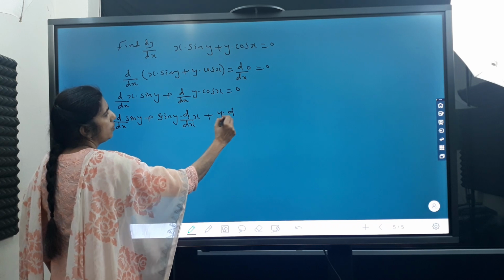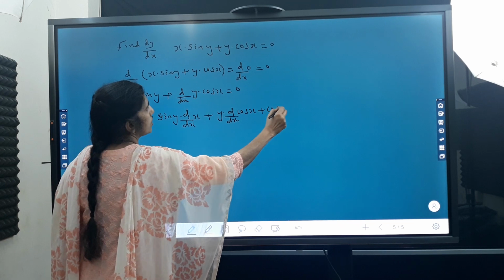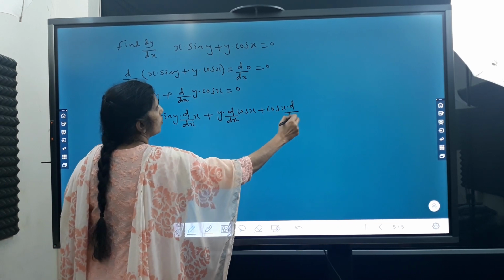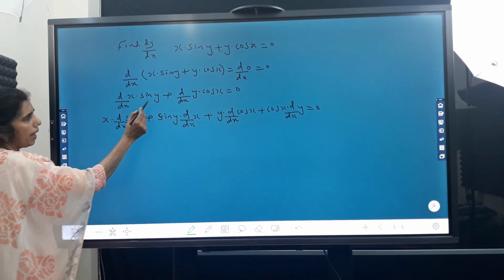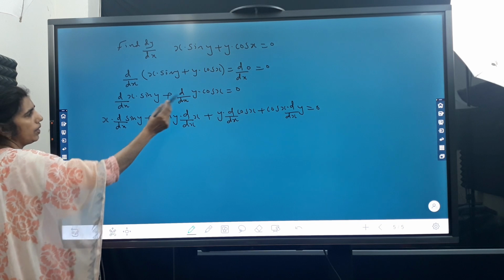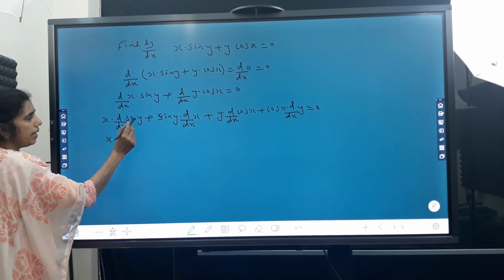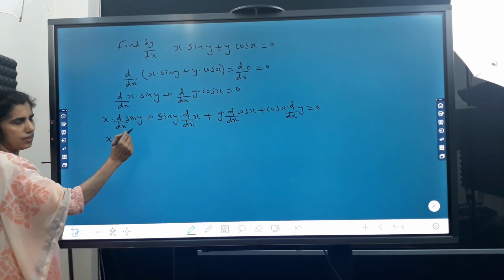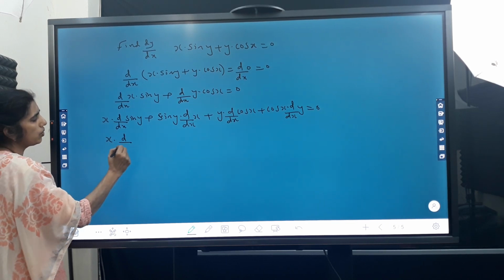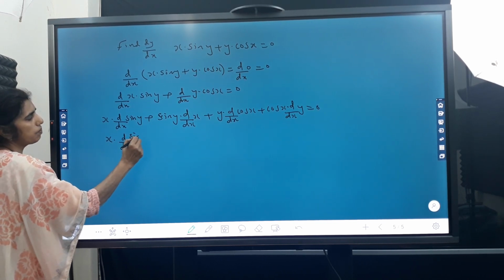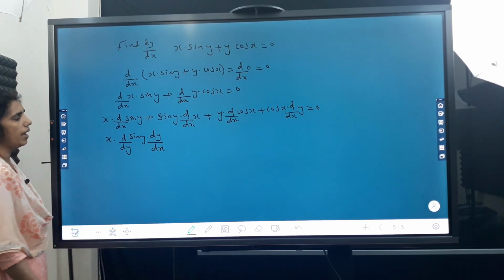So y into d by dx of cos x plus cos x into d by dx of y equal to 0. So we apply product rule to find derivatives of both the terms. So it is x into, now d by dx of sin y. Sin y is a function of y, so to differentiate it with respect to x, we have to differentiate it with respect to y first and then multiply by dy by dx.